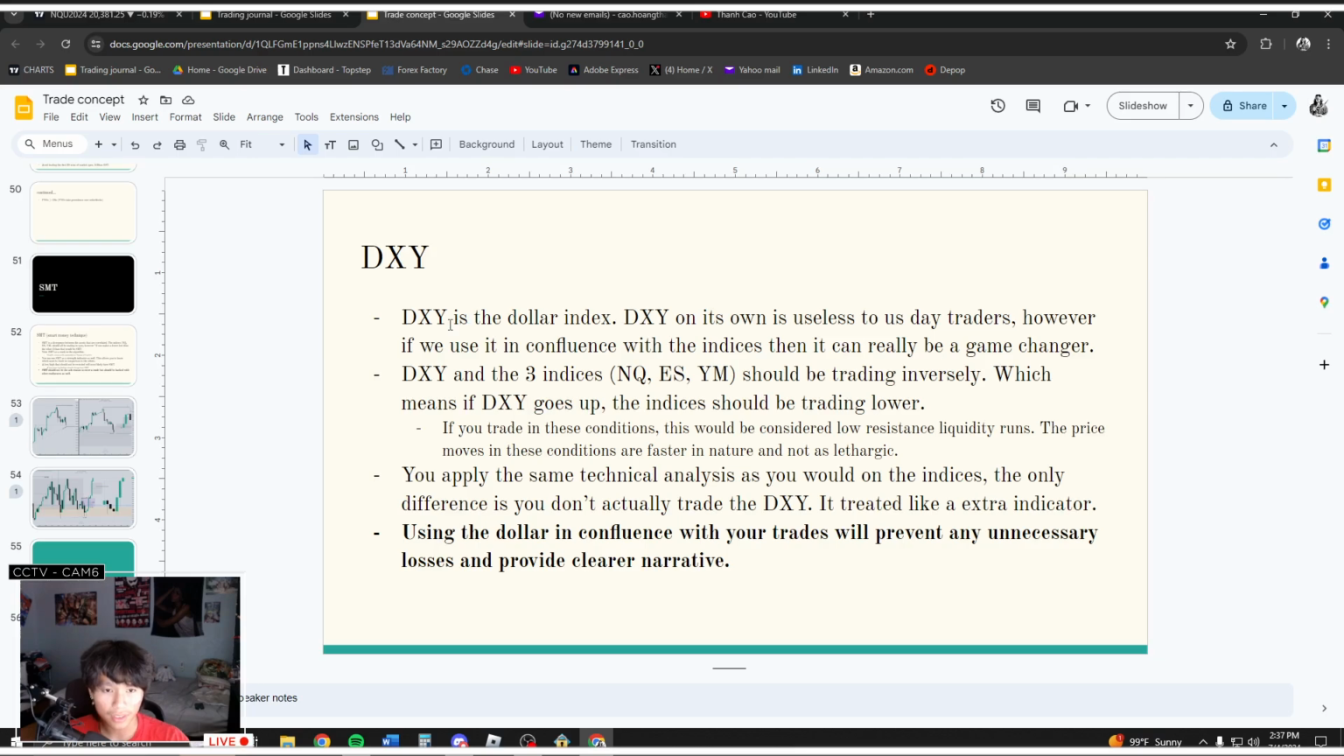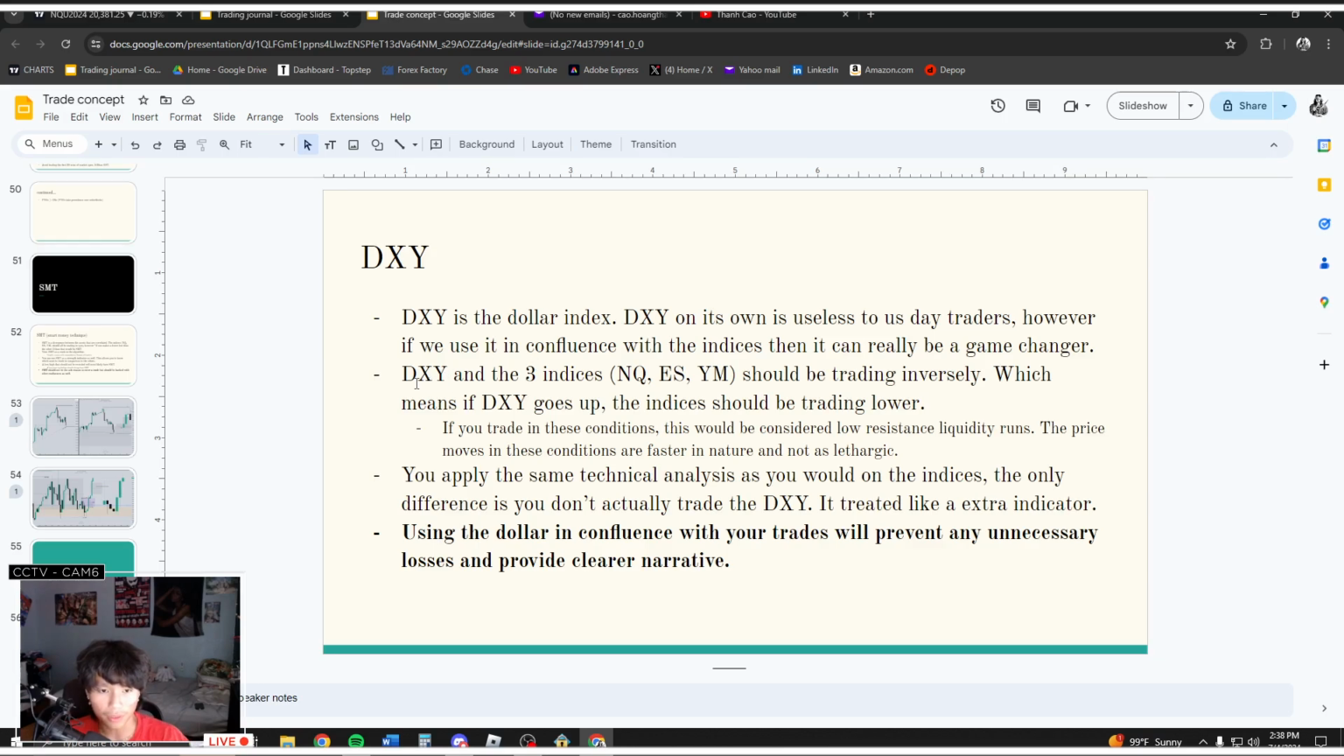So Dixie is the dollar index. Dixie on its own is useless to us day traders because we don't trade the dollar. It's used as an indicator, and we can use it in confluence with the indices. Whenever we use the dollar in confluence with the indices, it can be a real game changer. It can limit the trades that you take, but those limited trades are more probable because you have the dollar in confluence with whatever trade setup that you're taking.